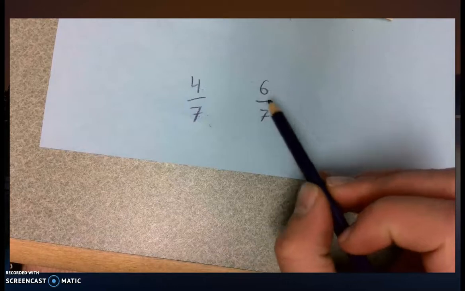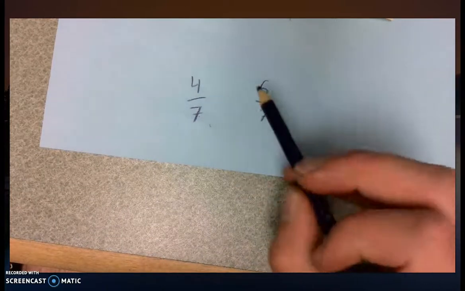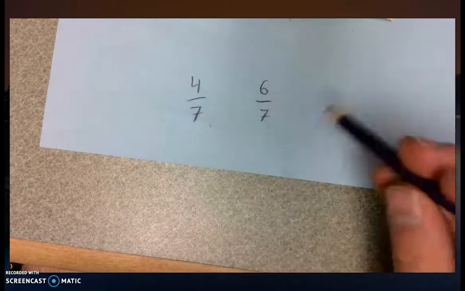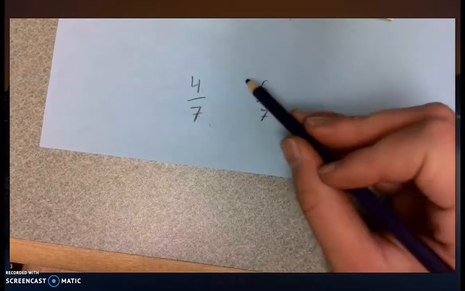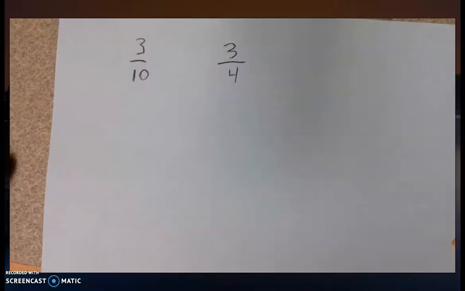I'm not sure how you do that equally, but if you did, would you want 6 pieces of pizza or 4 pieces of pizza, since we're having the same size of each piece? Yeah, 6 out of 7. I'm just going to show you a quick trick to determine which fraction is greater when there are 2 fractions that have the same numerator.